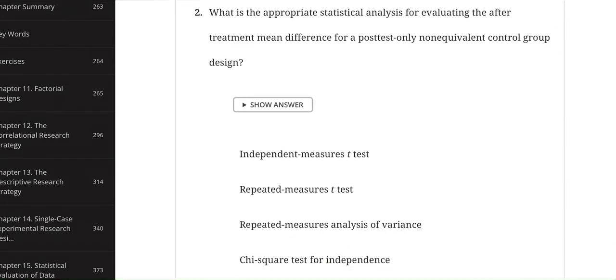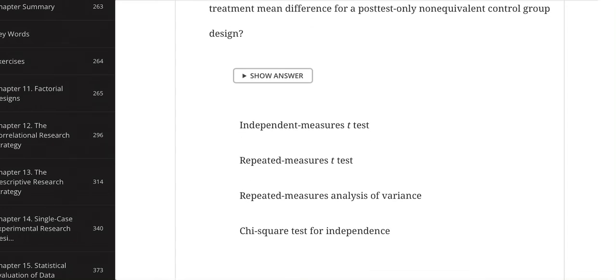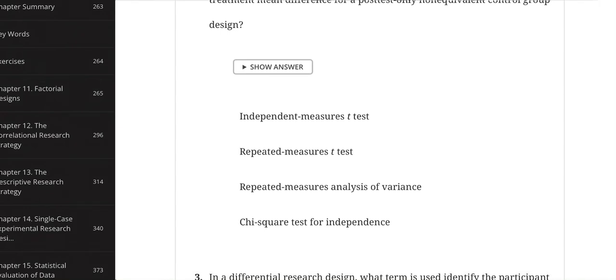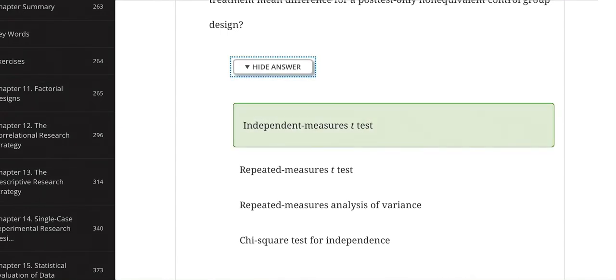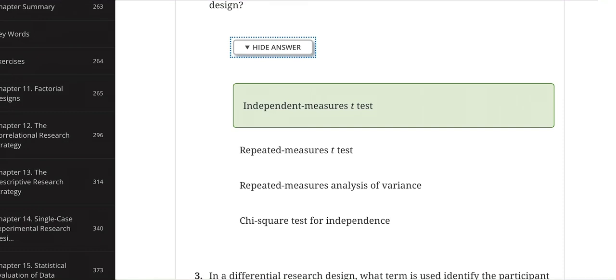Number two is, what is the appropriate statistical analysis for evaluating the after-treatment mean difference for a post-test only non-equivalent control group design? Now, I know that is a lot of words. So again, I'm going to tell you the key thing to look for here is the non-equivalent control group design. If it is non-equivalent control group, then that is a between subjects design, right? And so if it's between subjects, remember that is considered independent, between subjects, independent. When you hear those two terms, those go together. So it's an independent measures t-test.